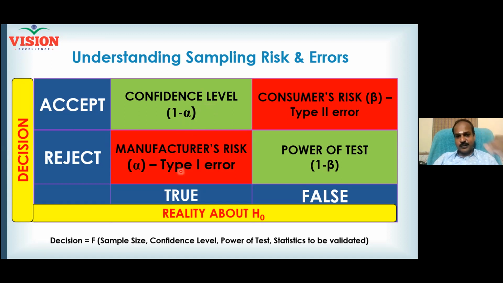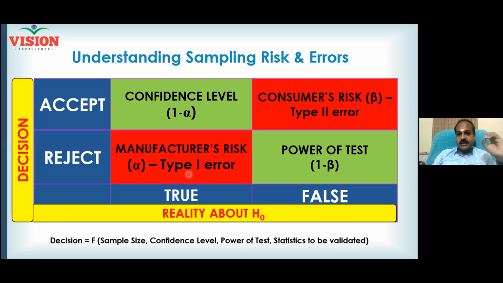You reject the good product, that is manufacturer risk. In the world of hypothesis testing, we call this type 1 error. Manufacturer risk is called type 1 error. Risk means permissible. Error means actually committed. Okay, this much risk is permissible. But actually committed is called what? Error. So when I say manufacturer risk or alpha, it is also called level of significance. When I say level of significance is 5%, you can commit a type 1 error of 5%.